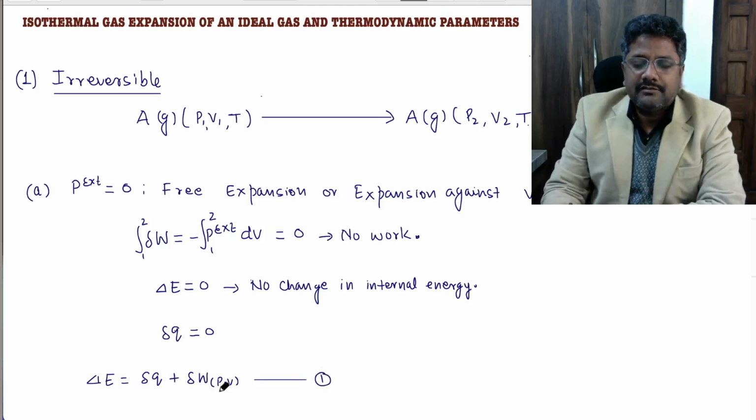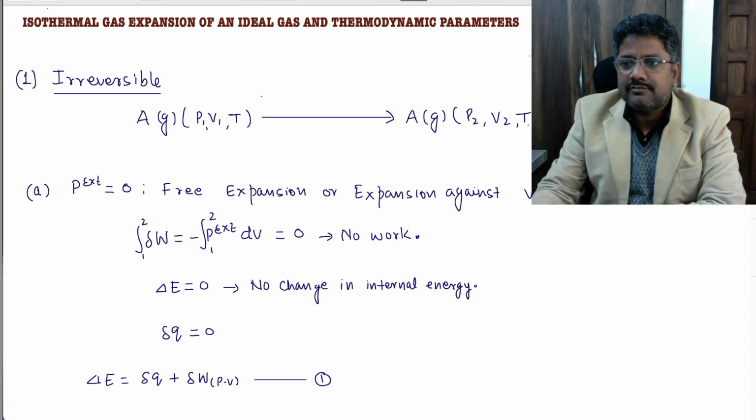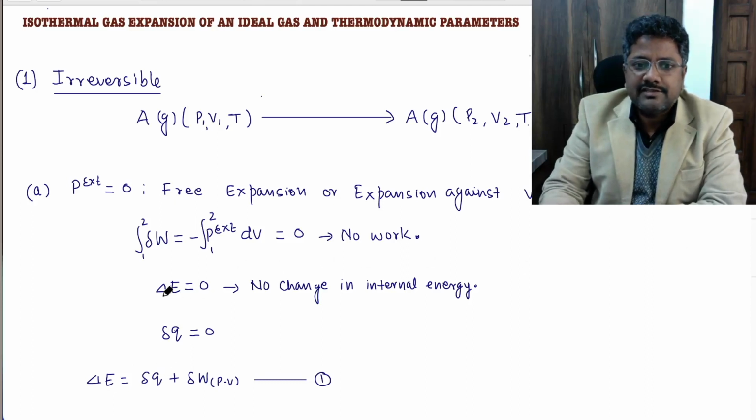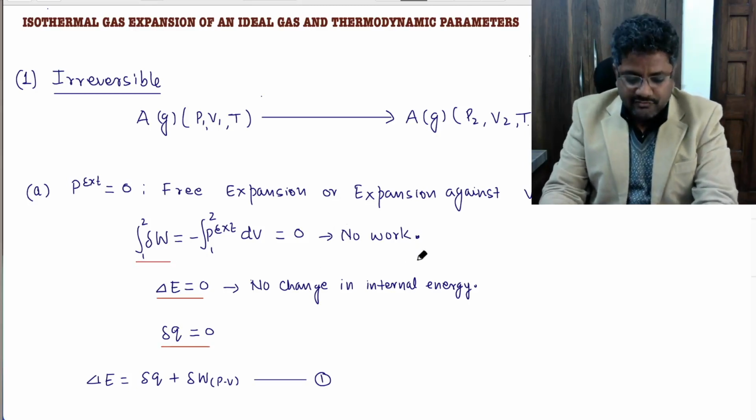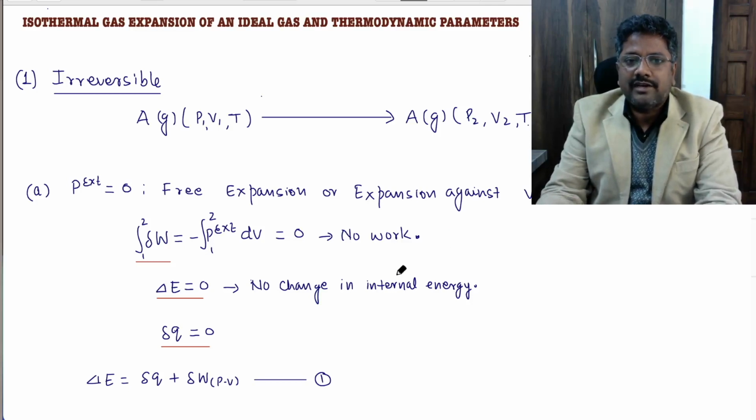So if del WPV is 0, delta E is 0, so Q is also 0. See all these parameters in a free expansion, or you can say, expansion against vacuum. In the expansion against vacuum, there is no PV work, there is no change in energy, and there is no heat change. Means nothing is happening here.